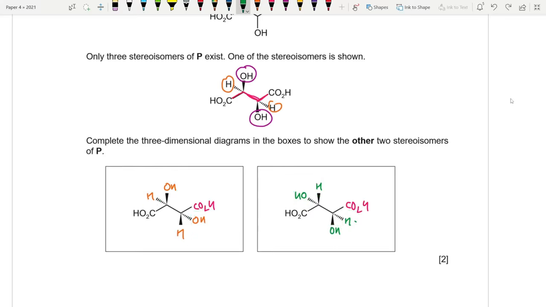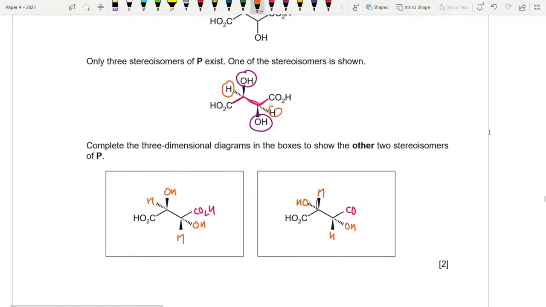Okay, so what's the other one? What's the different compound? What if both the OHs were above the plane, right? What if I bring both the OHs below the plane? Now I have another different compound, right? This is different because both H's are above the plane and both OH's are below the plane. That's it. It's a bit complicated, yeah?